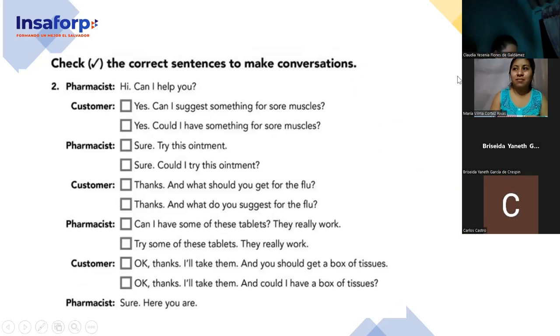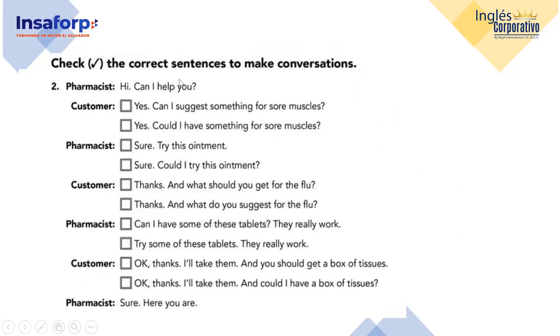Okay, look at this one. Again, we have a pharmacist and we have a customer, okay? What is the first expression? Hi, can I help you? What is the next one? Yes. Could I have something for sore muscles? Muscles, very good, thank you. What is the pharmacist's expression? Sure, could I try? Sure, try this ointment. Exactly. That's okay. No problem, right? Beautiful. That's correct. What is the customer then? What is the next phrase for this one?